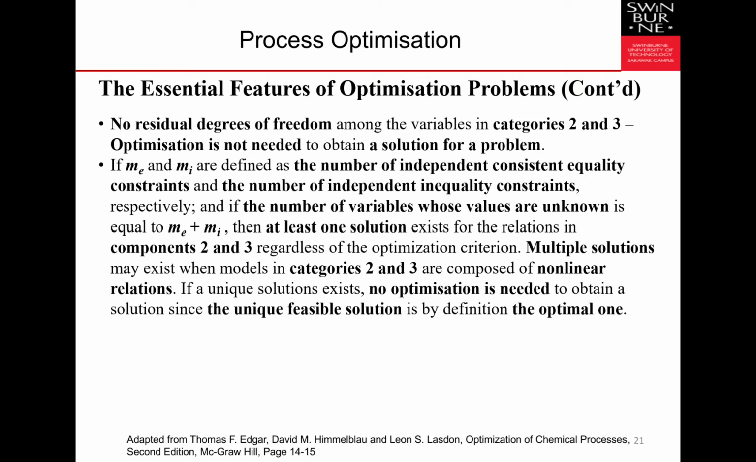If we define ME and MI as the number of independent consistent equality constraint and the number of independent inequality constraint, and if the number of variables whose values are unknown is equal to ME plus MI, then at least one solution exists for the relations in components 2 and 3, regardless of the optimization criterion. Multiple solutions may exist when models in categories 2 and 3 are composed of nonlinear relations. If a unique solution exists, no optimization is needed to obtain solution, since that solution is by definition the optimal one.